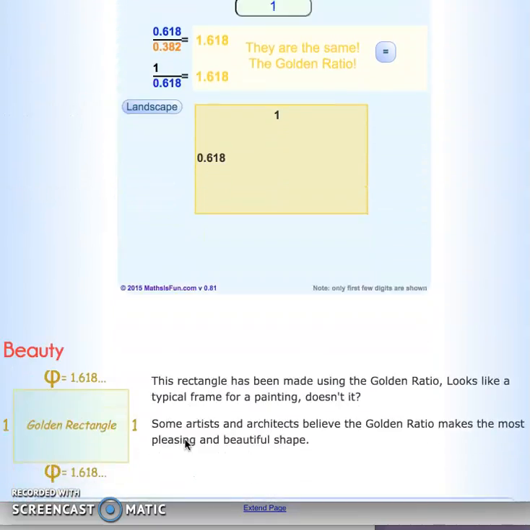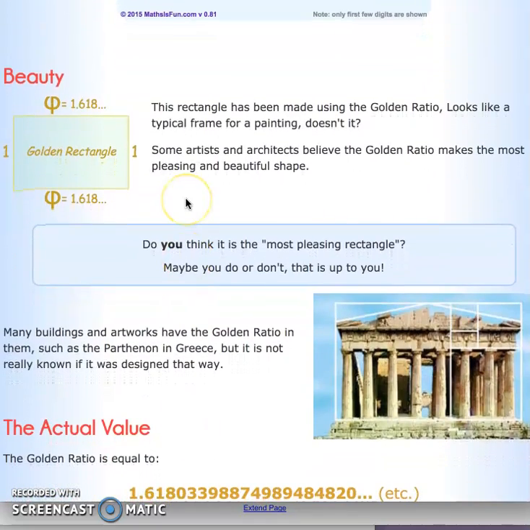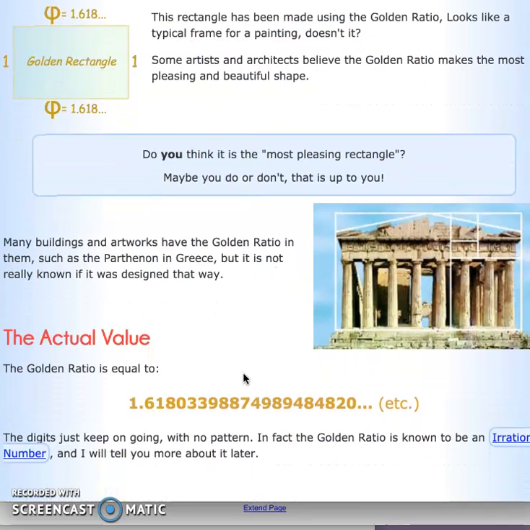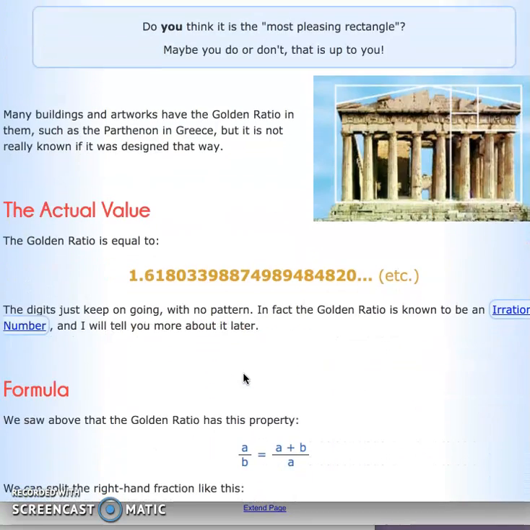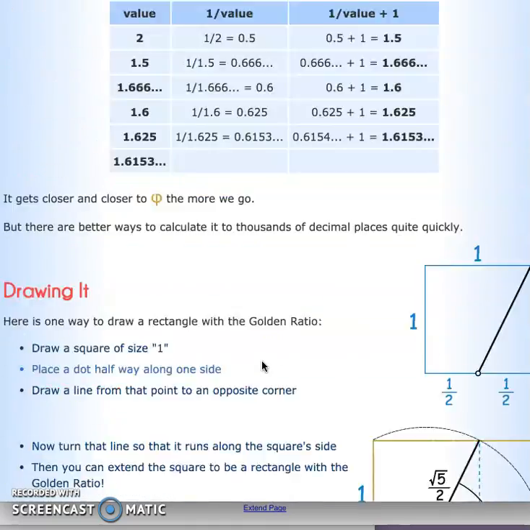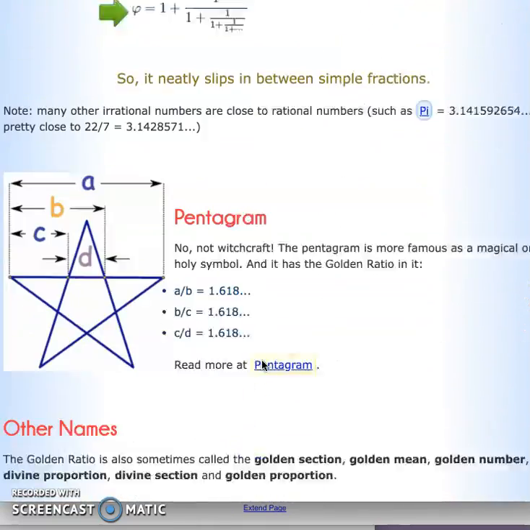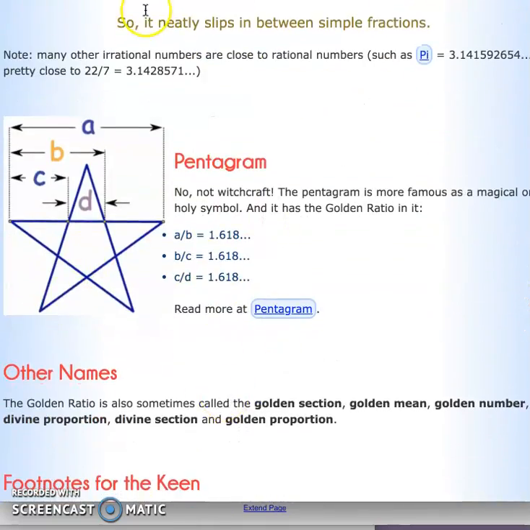Okay, so a lot of times the golden ratio is associated with beauty. Like I said, some artists as well as some architects believe that it's the most pleasing and beautiful of shapes. Maybe you do, maybe you don't. That's totally up to you. But the Parthenon in Greece is designed that way, but no one really knows if it was specifically designed that way. Here's the actual value, and like I said, it appears in geometry, especially in the formation of pentagrams.